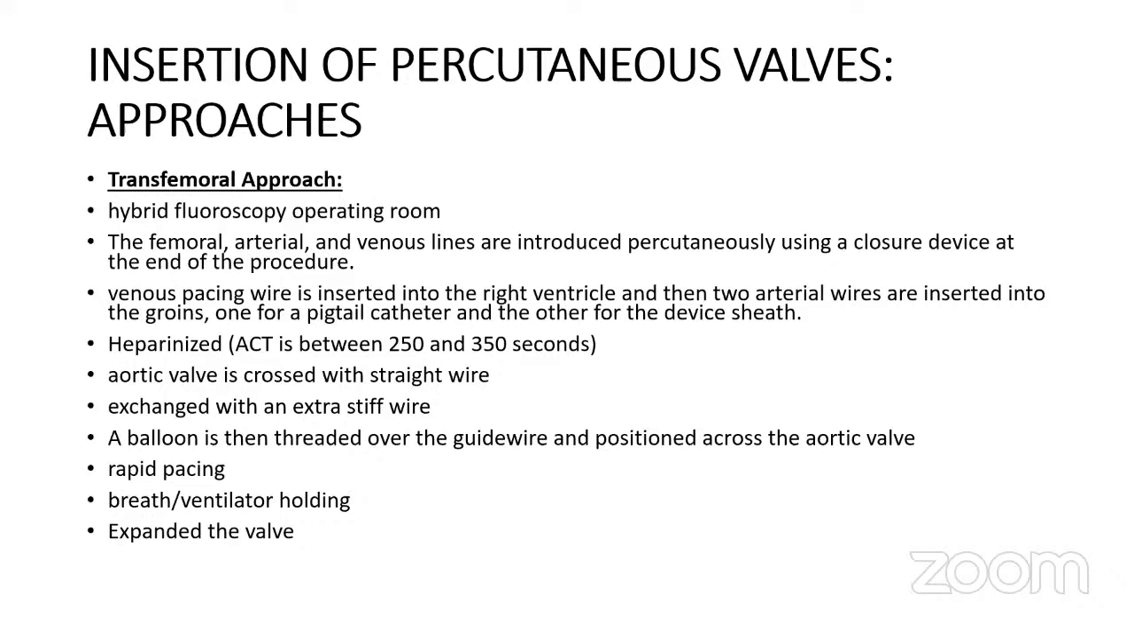Then a venous pacing wire is inserted through the femoral vein, sorry, through the jugular, to the right ventricle. Then two arterial wires are inserted into the groin, one for the pigtail catheter and the other for the device sheath. Then we should heparinize, and ACT should be between 250 to 350 seconds. Once the aortic valve is crossed with the straight wire, we should exchange the wire for an extra-stiff wire because the straight wire will injure the left ventricle, and the balloon is then threaded over the guide wire and positioned across the aortic valve.